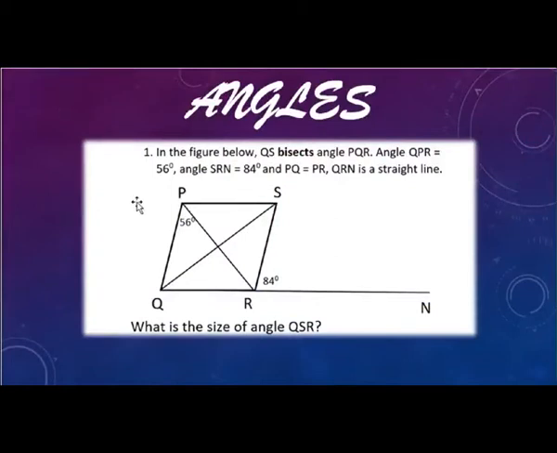The figure below, QS bisects angle PQR. Angle QPR is 56 degrees. Angle SRN is 84 degrees. And PQ is equal to PR. QRN is a straight line. Question: what is the size of angle QSR?